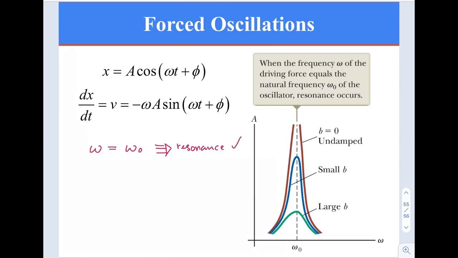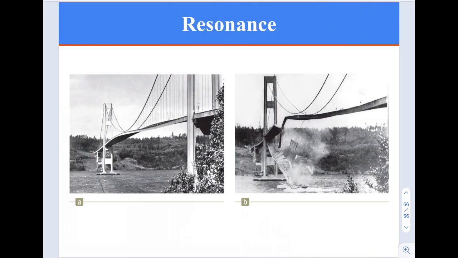Okay, what is resonance? Resonance is where you have maximum output of your system. What is the output of our system? It is the amplitude, because amplitude is the displacement from the equilibrium position. So when it reaches the natural frequency, you're going to have maximum output, a graph like this. Okay, so this is what resonance is.